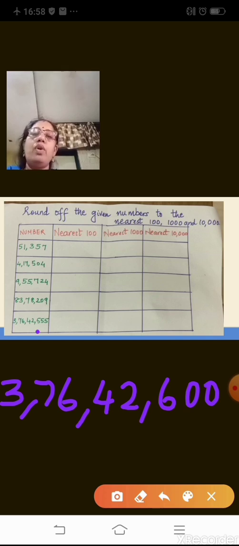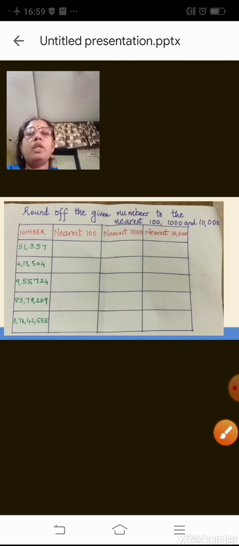So understood how to round off a number? Just keep the general rule in mind: if the digit is followed by 5, 6, 7, 8 or 9, you have to raise one number up. If the digit is followed by 0, 1, 2, 3 or 4, you just keep the number as it is and write it. In the rest of the places you will put 0.